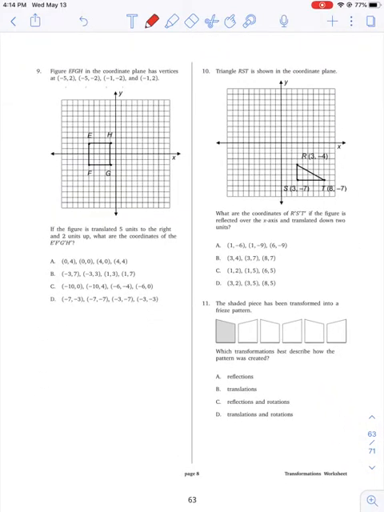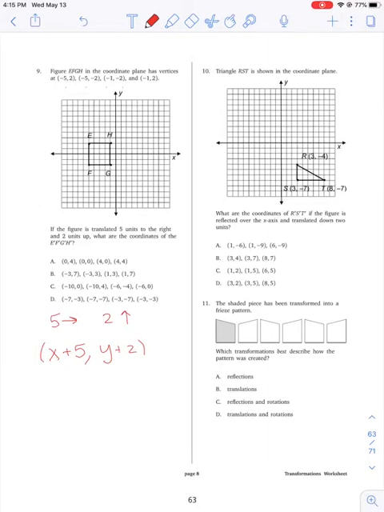Okay. 9. So we want to translate it 5 right and 2 up. So that means for the x coordinate, 5 right means you're adding 5 to x. Right is making the number more positive. 2 up means you're adding to y. Again, you're making it more positive.